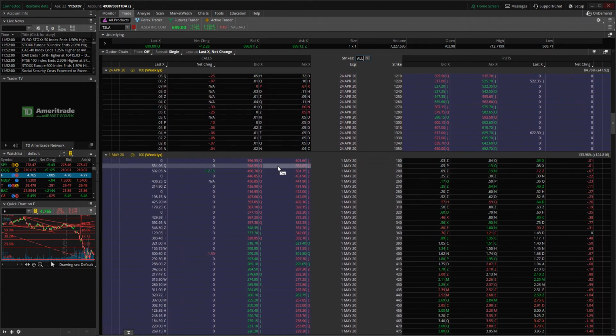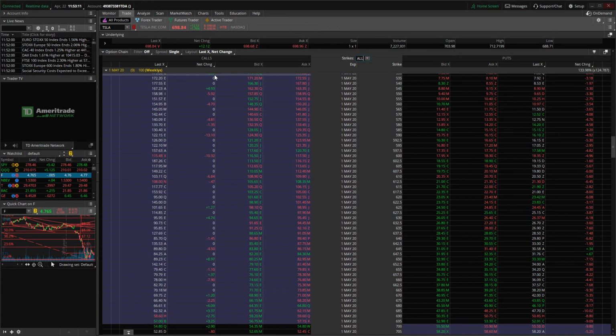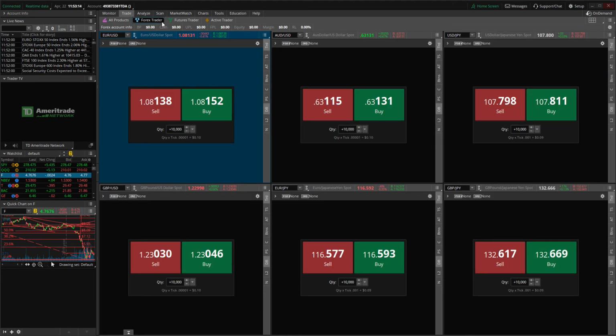So that's how you trade option contracts on Thinkorswim and how you access the options chain. Next, we're going to go to Forex Trader. So this is, once again, you click Trade, Forex Trader, and this will bring you to many of the Forex currency trades. So we have the euro against the dollar, the Australian dollar against the US dollar, we have the US dollar against the Japanese yen. So this is what Forex looks like.